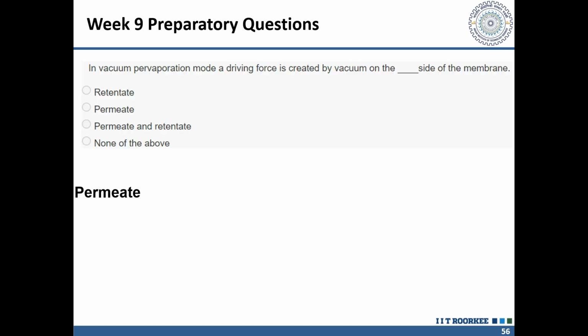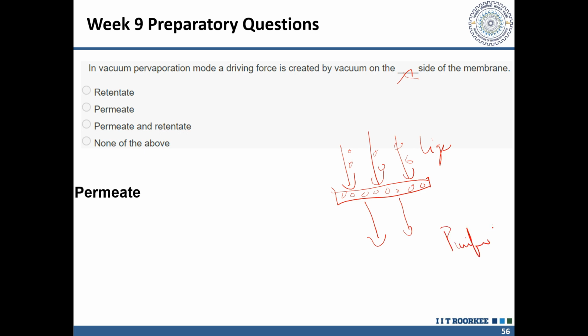So now let's move on to the next question. In vacuum pervaporation mode, a driving force is created by vacuum on which side of the membrane? So a membrane is a porous material through which we pass some type of liquid with impurities in it. And on the other side, we get purified liquid which we want to obtain.